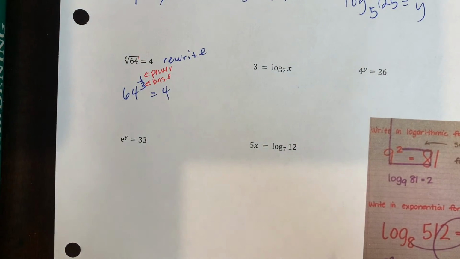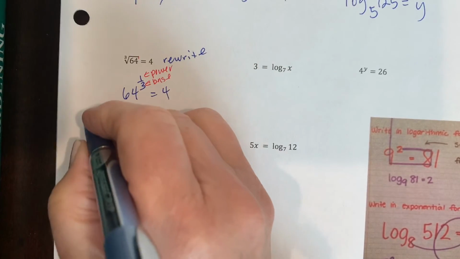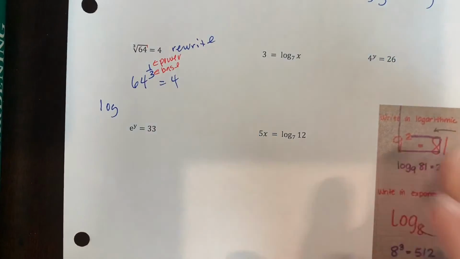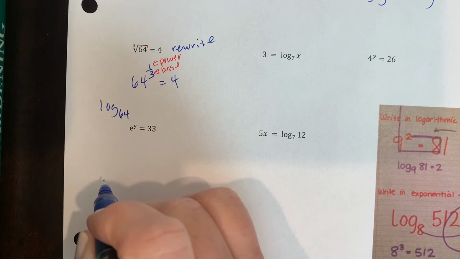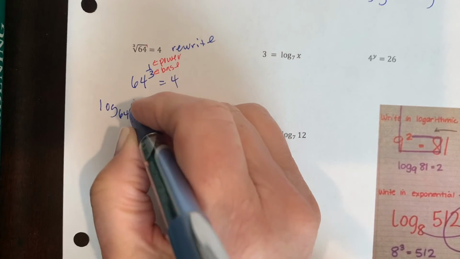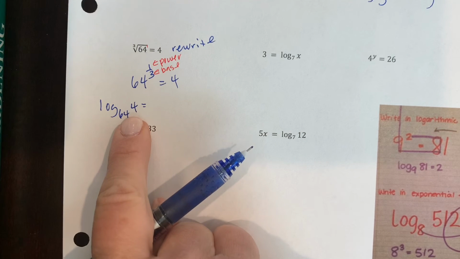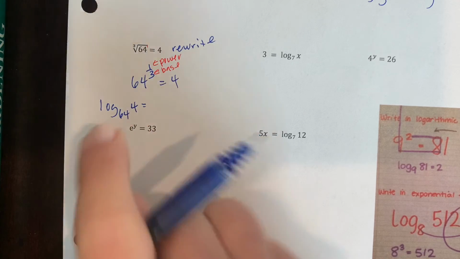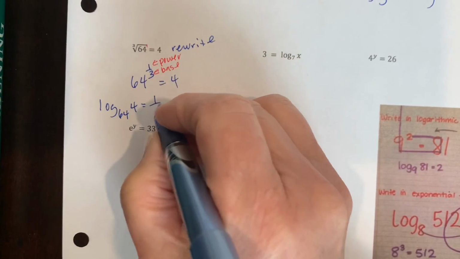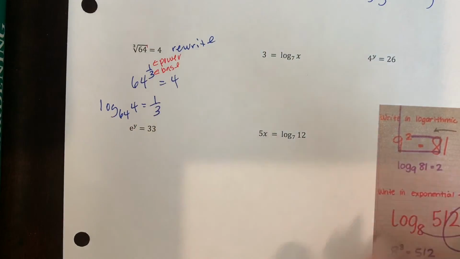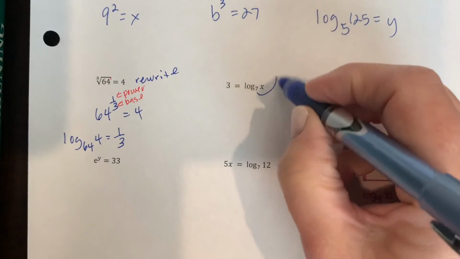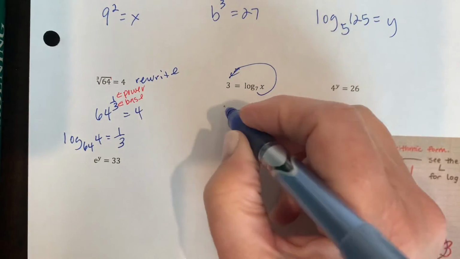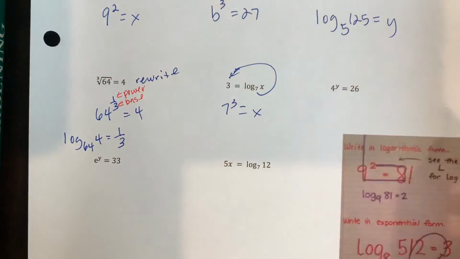Okay, so now let's rewrite that. So log to the base of 64, and then the result, or the argument as they like to call it. And then the last part is what your exponent was that you were raising it to. Then this one is back to what we started off with. So 7 to the third equals x.